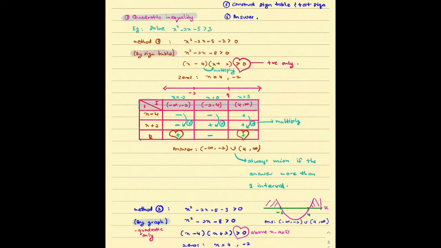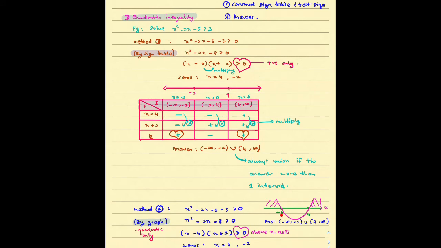So since the coefficient of the quadratic is greater than 1, it is positive, then the shape is convex, which is smiley. Okay, and then we want the values of x that give the expression greater than 0, which is above the x axis. So shade the area. So the answer is here, which is from negative infinity to negative 2.